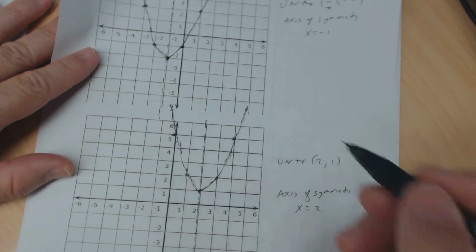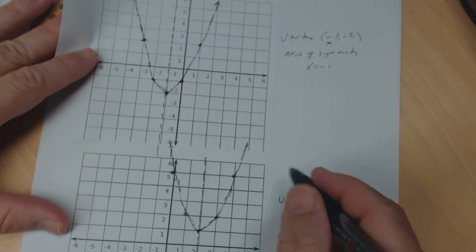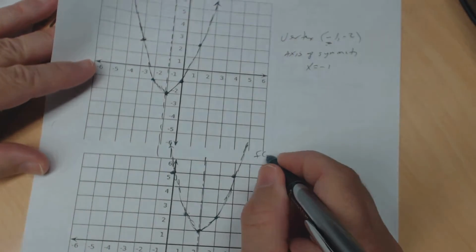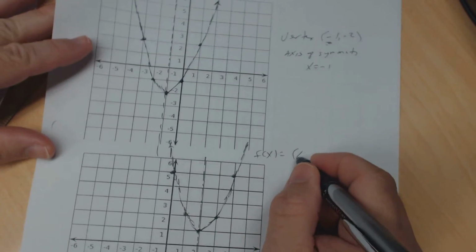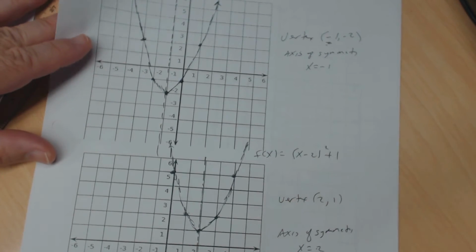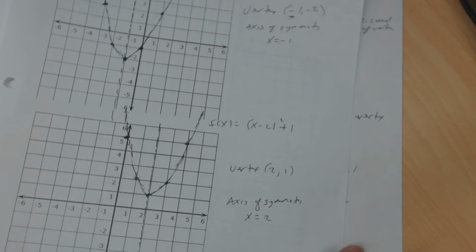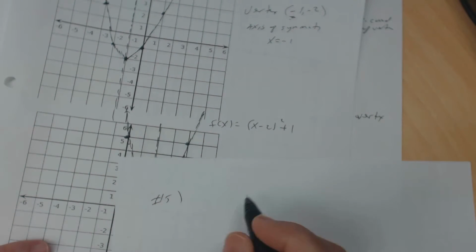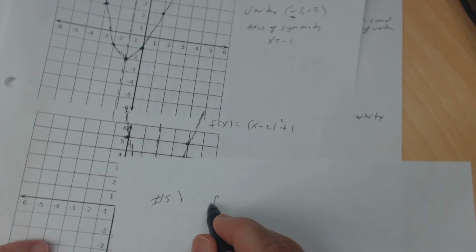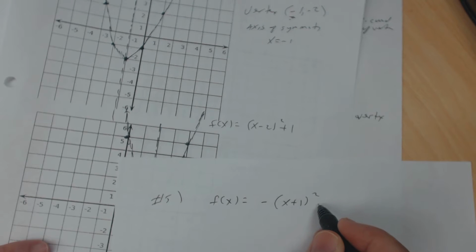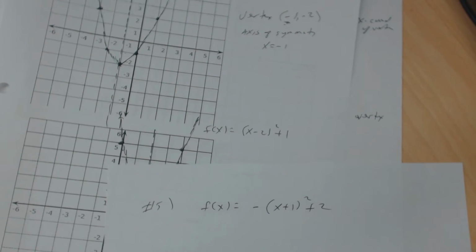And there's your graph. Okay, so this is the graph. We said this was f of x equals (x minus 2) squared plus 1. All right, what about this one? Suppose we had number 5. Suppose we had f of x equals negative (x plus 1) squared plus 2. Suppose I had that.